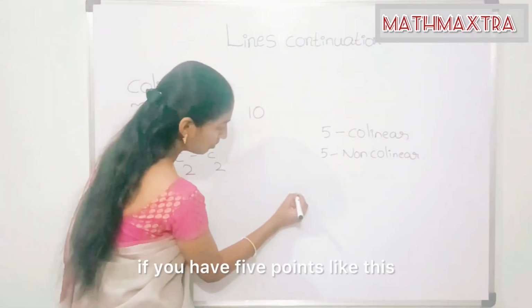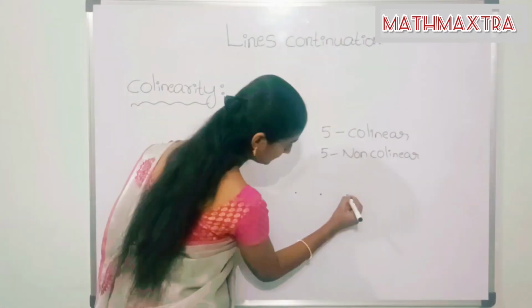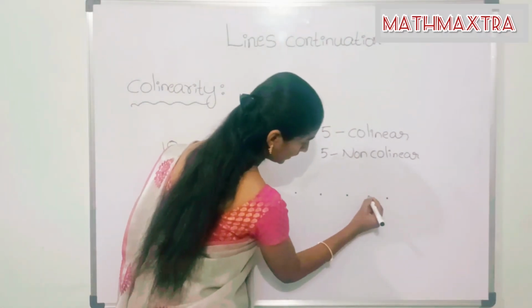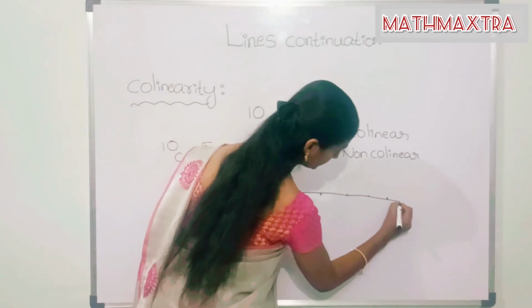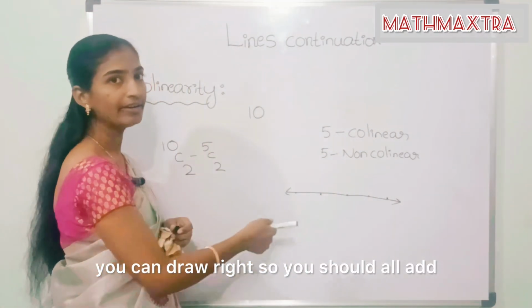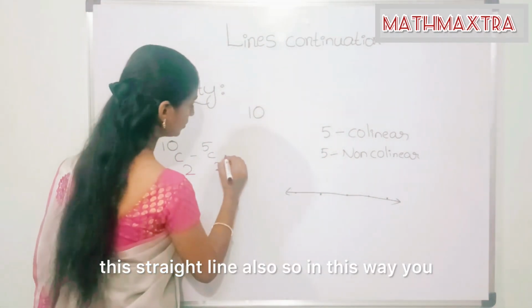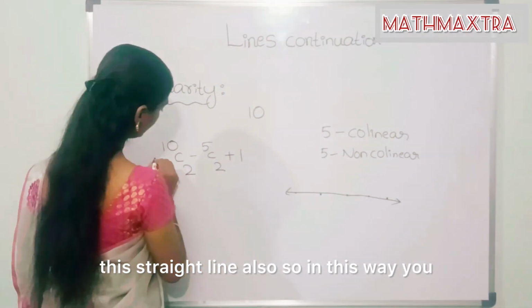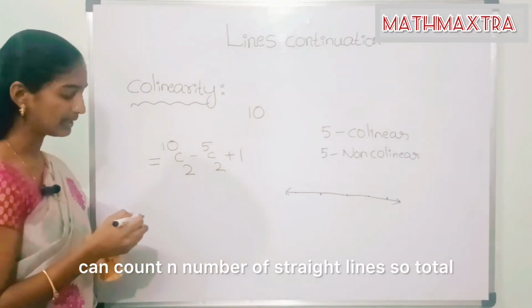See, if you have 5 points like this, can you draw one straight line or not? You can draw, right? So you should add this straight line also. In this way, you can count the number of straight lines.